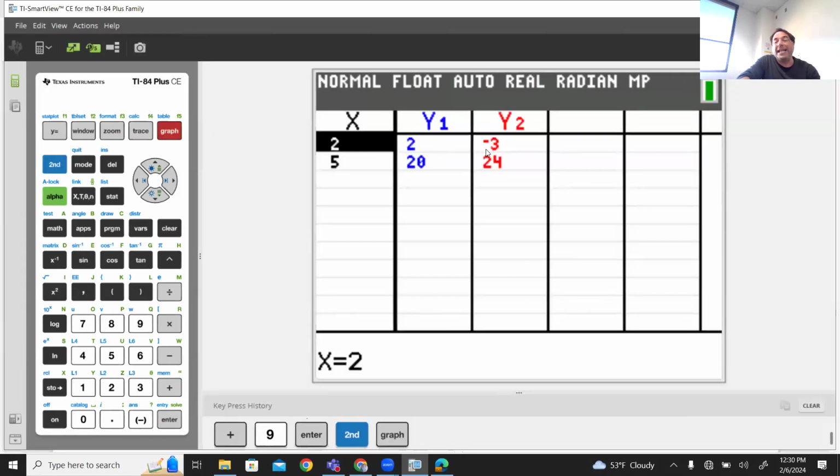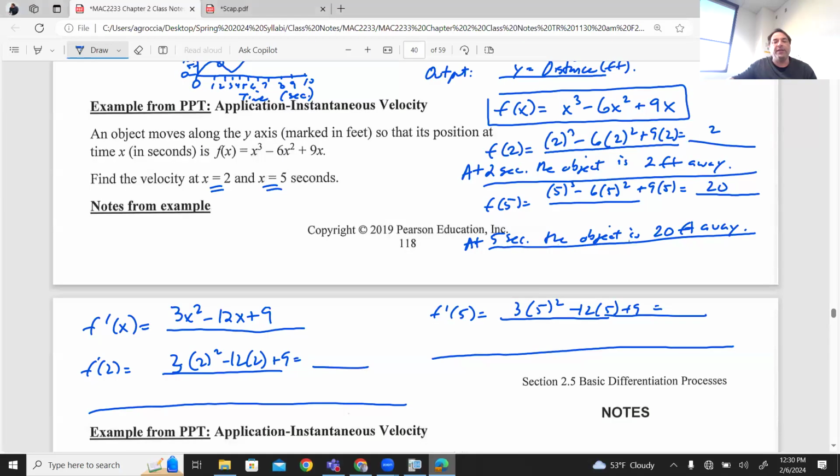The derivative is -3 for 2. And the derivative is 24 for 5. So we have -3 and 24. What the heck is that? So I'm going to write it, see if we came close to it or came up with any ideas. At 2 seconds. So we're basically freezing time, and we're looking at this object moving, and we're freezing it at 2 seconds.